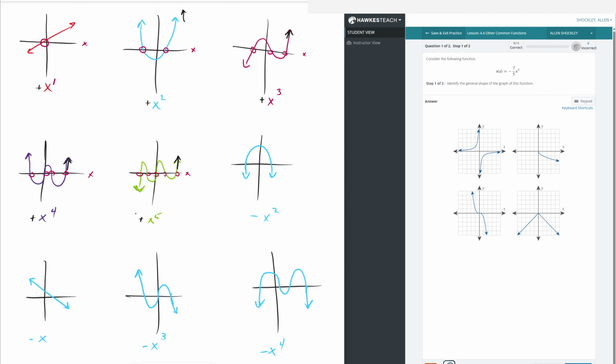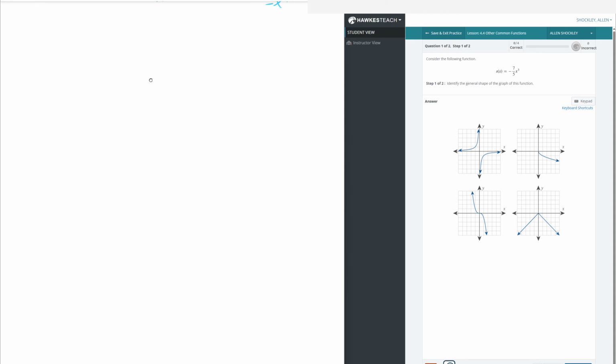Taking a look at the other ones, it's all about your right side. Since this is a negative x, or negative x to the first, my right side is going down. Negative x to the third, my right side is going down. Negative x to the second, my right side is going down. Negative x to the fourth, my right side is going down. And so these are the basic graphs that we're going to have to work with. There's also more, and so let's get to the hand tool and let's create a few more.